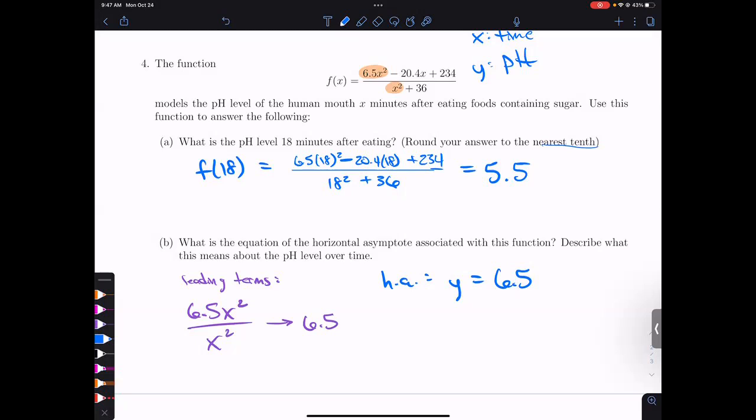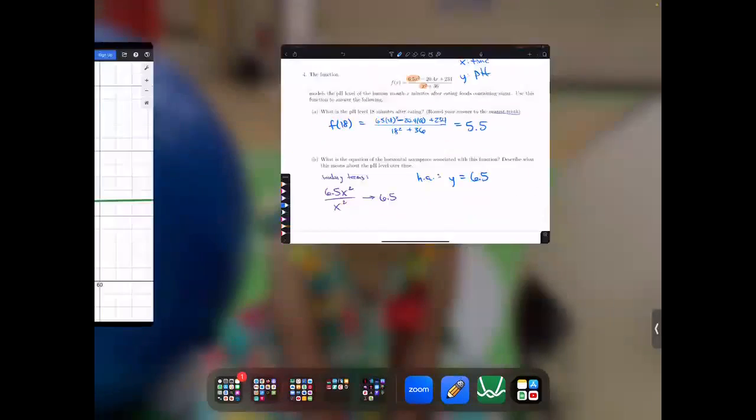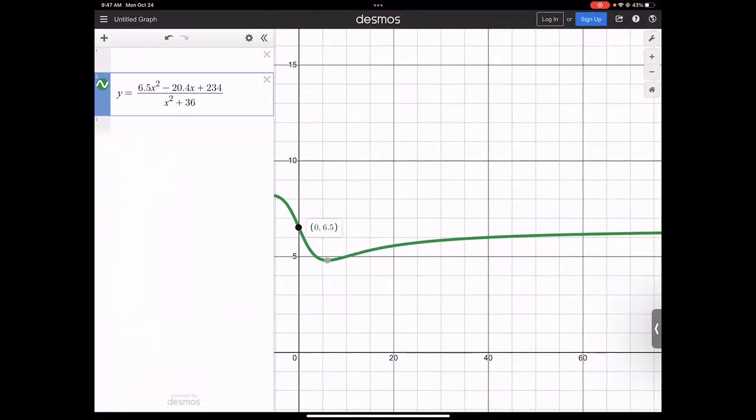That makes sense if you think about the surface level, the 9th grade biology version of this, right? The pH was at 6.5 to begin with. It dipped a little bit, but it's going to come back up to that resting state, right? Again, we're not getting into the biology and chemistry part of that. Don't read me wrong here. That's what's happening here. That horizontal asymptote at 6.5, this thing is gradually increasing back up to that.